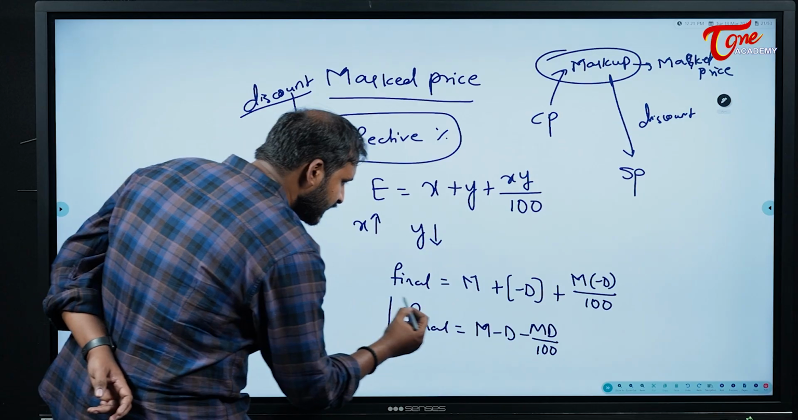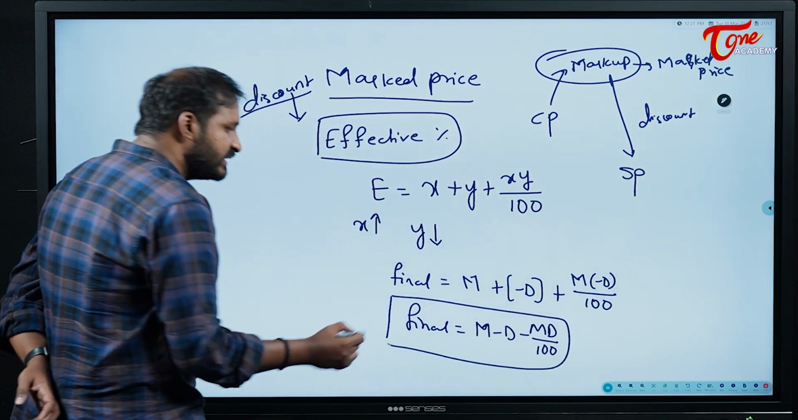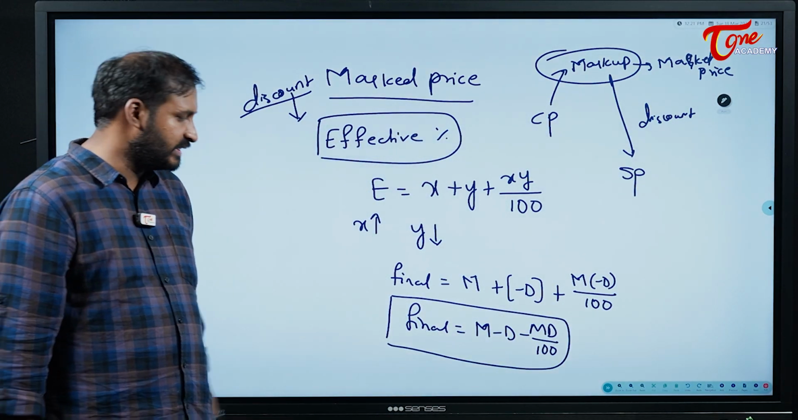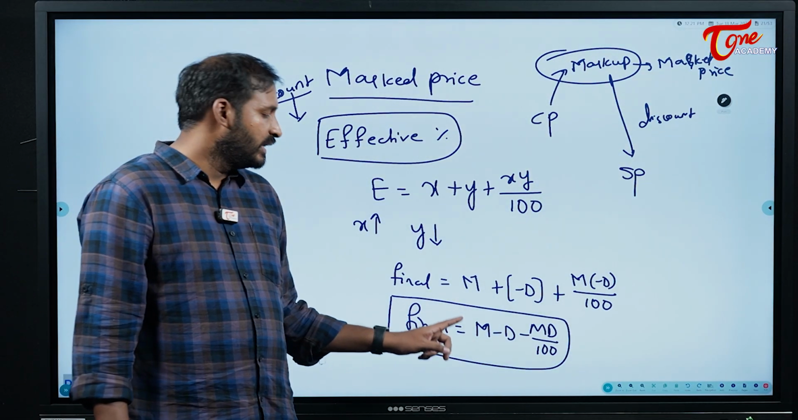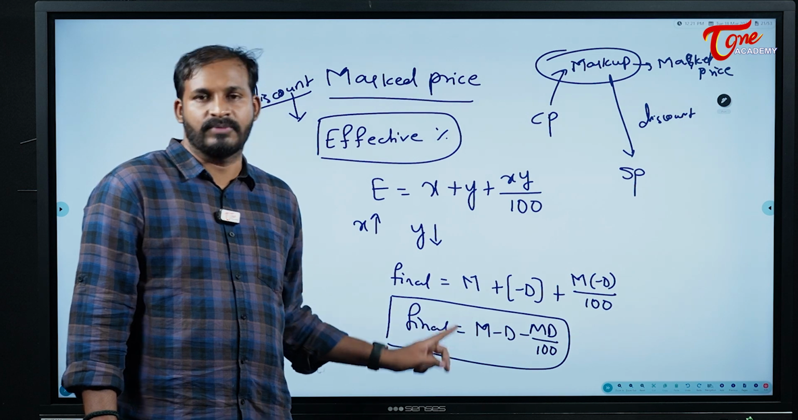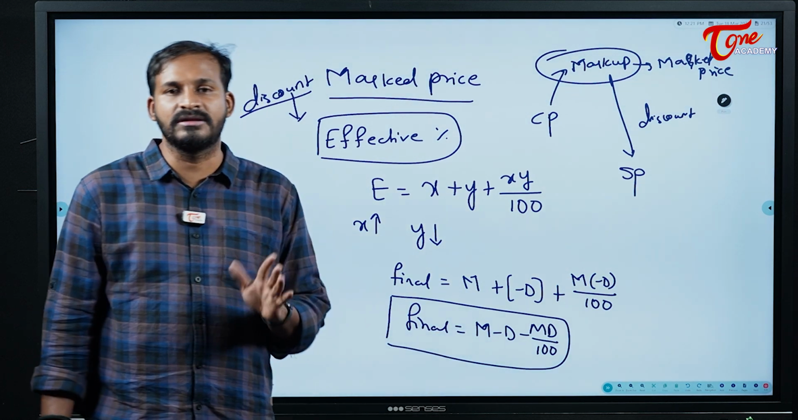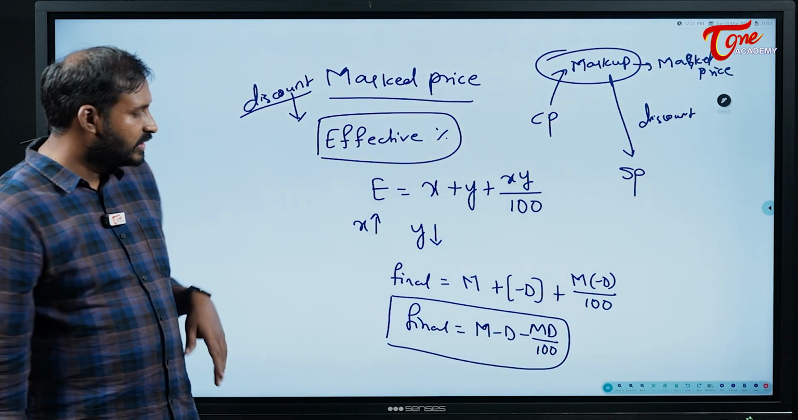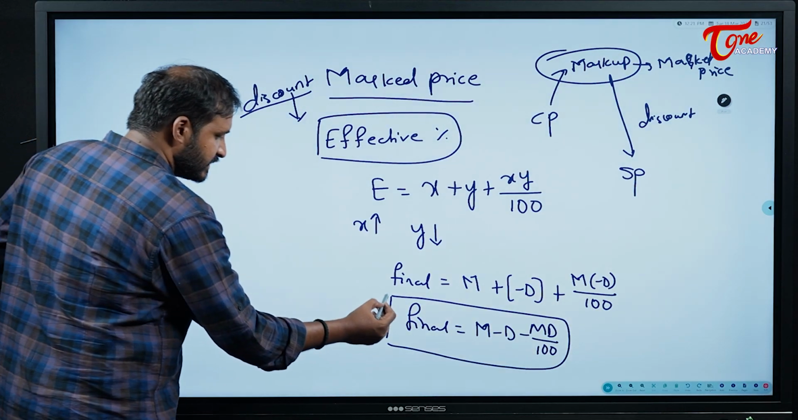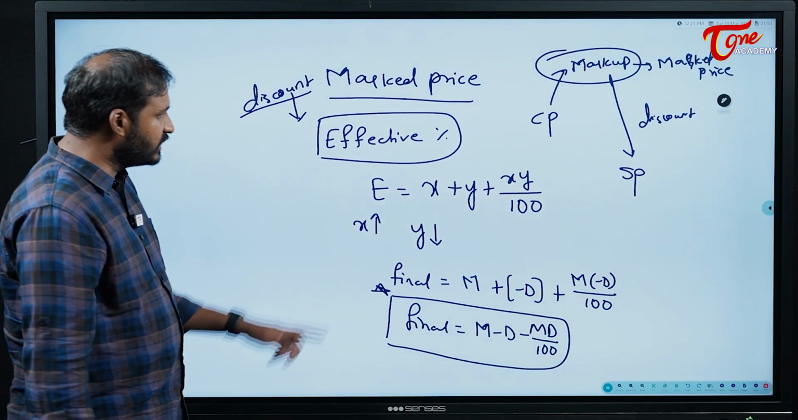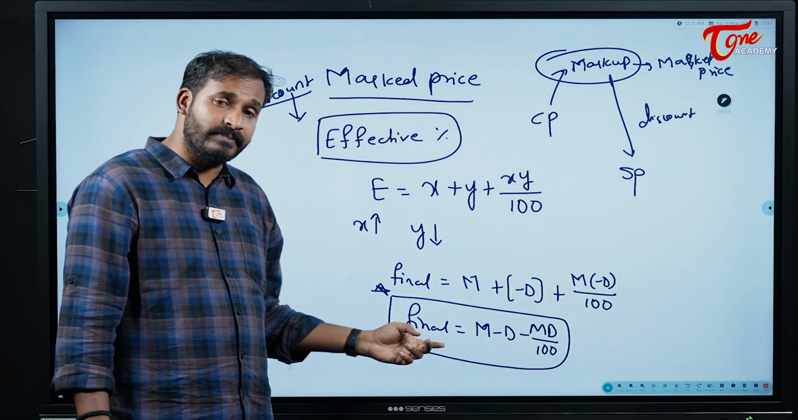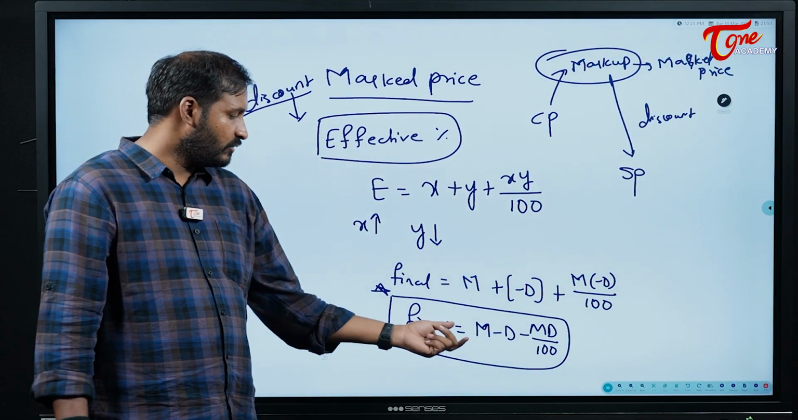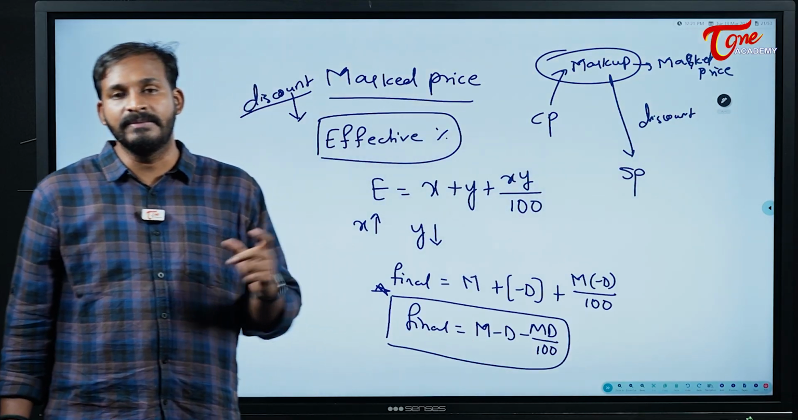What is m in this case? This is the markup percentage. What is d? The discount percentage. Here I am not using profit and loss because the reason is very simple: if we get a positive value, that is profit, and if we get a negative value, that is loss. So in profit and loss, we write the effective percentage a little differently. Here we have markup price and discount cases: m minus d minus md by 100.